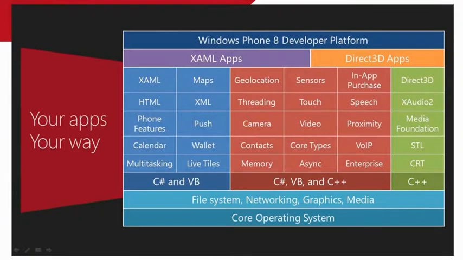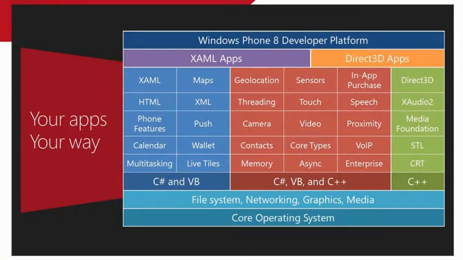This slide gives you a high-level overview of all the APIs available and what you can do with the Windows Phone 8 developer platform. On the left, you have your .NET APIs that you can target using C# and VB, and you can do things like the calendar, wallet, live tiles. In the middle, you have your Windows Phone runtime APIs. Those allow you to access things like geolocation, sensors, and touch. And then you've got your low-level APIs that you can target with C++, that's your Direct3D, your low-level graphics and audio devices.